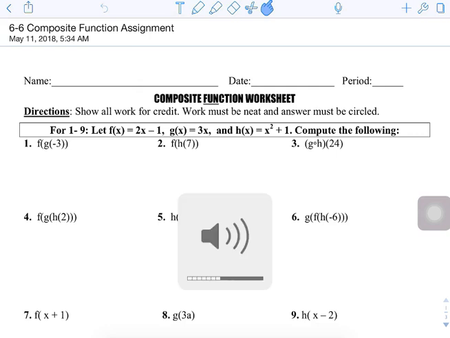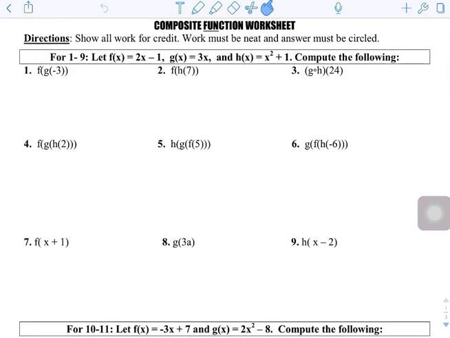Hi guys, so basically what we're doing today is a fairly interesting class on composite functions. As you guys can see, this is the composite function worksheet. So I'm just going to go through the problems this way you guys can understand how to do this kind of problem.